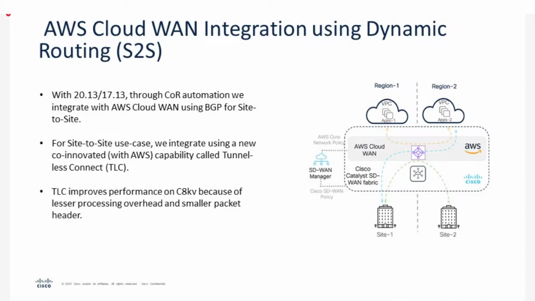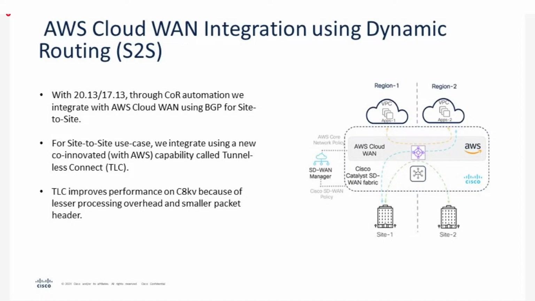So here we have AWS WAN integration using the dynamic routing, which is your S2S instance. Currently, the SD-WAN integration with the AWS Transit Gateway offers a very robust solution for cloud integration, if there are very few regions configured.